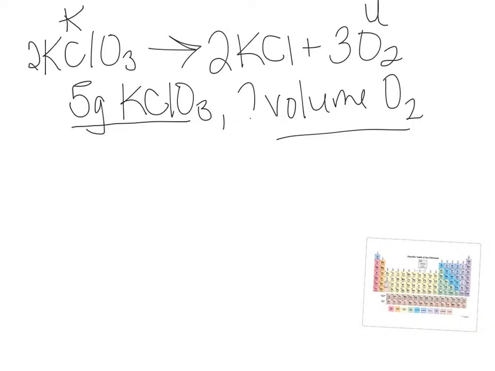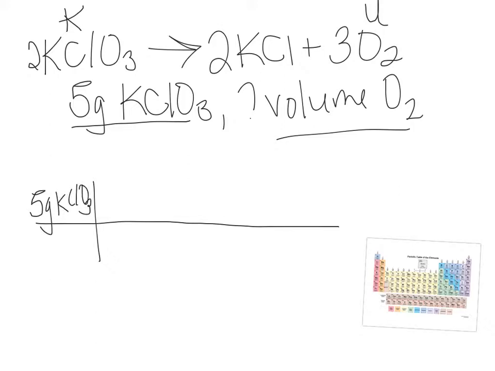Now I'm going to start to set this up. I'm going to get my grid ready, and like always, I'm going to start with my known. So I know that I've got 5 grams of KClO3. In order to move out, I need to convert to moles, so I'm going to use my molar mass to do that. What's the molar mass of KClO3?